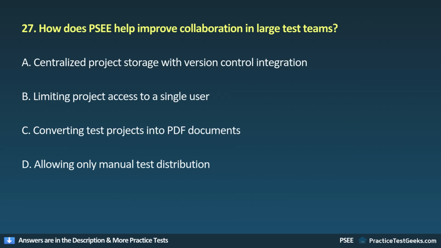27. How does PSEE help improve collaboration in large test teams? A. Centralized project storage with version control integration. B. Limiting project access to a single user. C. Converting test projects into PDF documents. D. Allowing only manual test distribution.